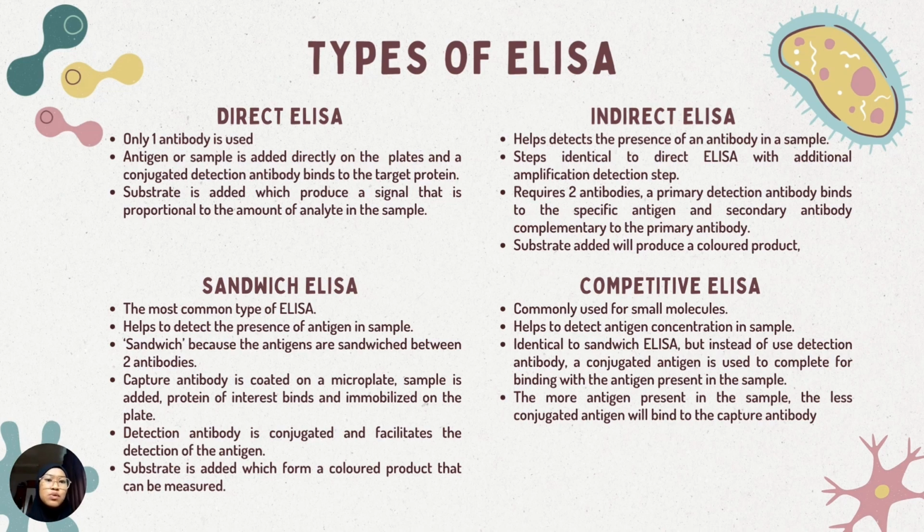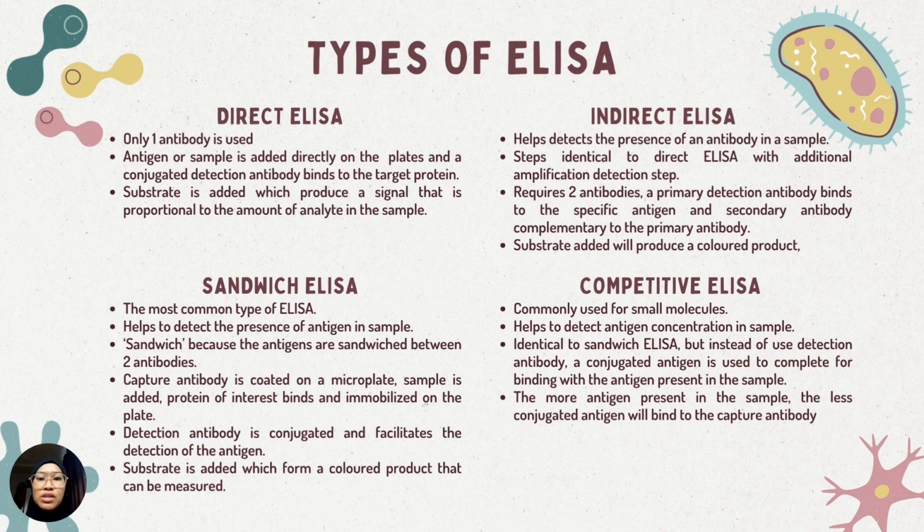And then we have sandwich ELISA. It is the most common type of ELISA. It helps to detect the presence of antigen in a sample. It is called sandwich because the antigens are sandwiched between two antibodies. Capture antibody is coated on a microplate. Sample is added, and the protein of interest binds and is immobilized on the plate. And then the detection antibody is conjugated and facilitates the detection of the antigen. And then substrate is added, which forms a colored product that can be measured.